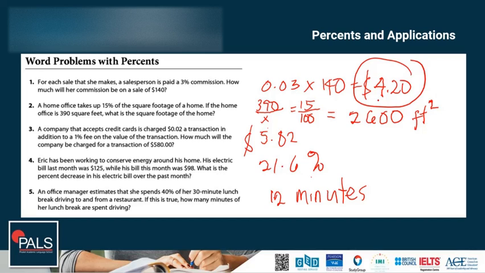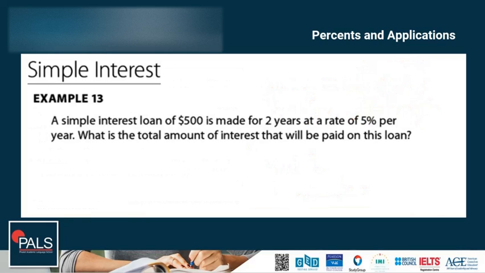Okay, and now let's proceed to simple interest. Typically, interest is earned when money is loaned or invested. One kind of interest is called simple interest. Simple interest is earned only on the principal or amount loaned or invested.